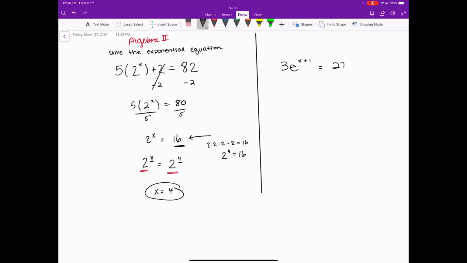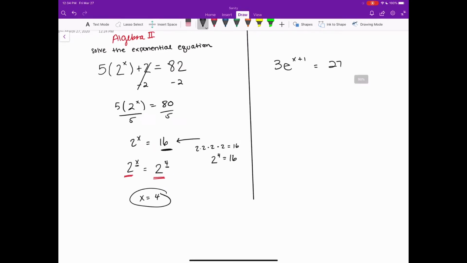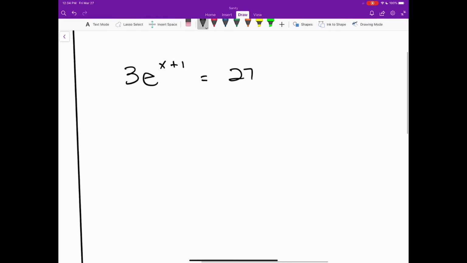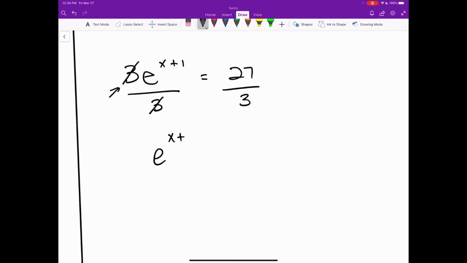Let's look at this other one where we're going to take a look at using some natural log stuff here. So there's nothing on the outside, like over here where I'd have to add or subtract. So I'm just going to look at getting rid of this 3. It's being multiplied to e to the power of x plus 1. So I'm going to divide by 3 on both sides. So that's going to cancel. I'll just be left with e to the power of x plus 1 equals 27 divided by 3, which is 9.